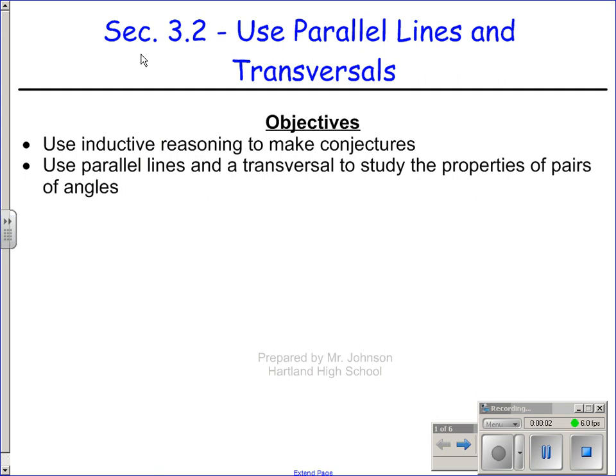All right, these are the notes for section 3.2. We're going to do something a little bit different. We're going to use the idea of inductive reasoning, which we talked about last chapter. Inductive reasoning is basically looking at patterns and saying, I think this is going to be true from those patterns. We're also going to be talking about the types of angles that we mentioned in section 3.1: corresponding angles, alternate interior, alternate exterior, and consecutive interior angles.